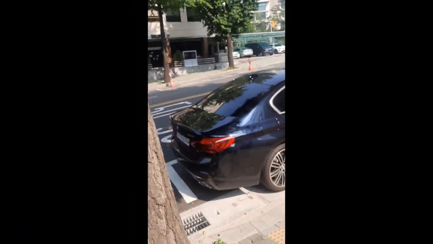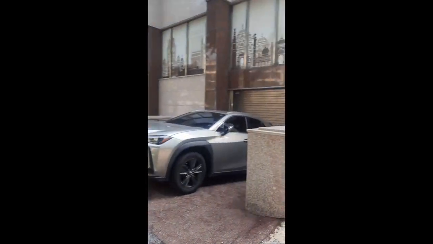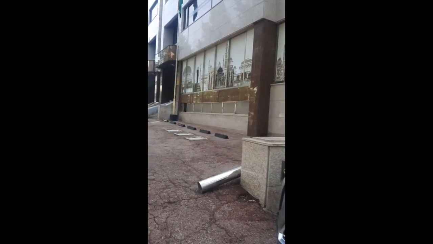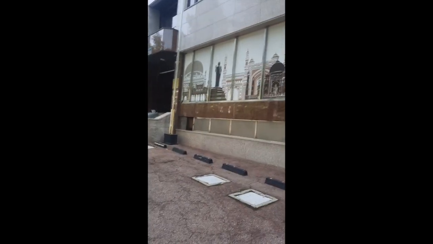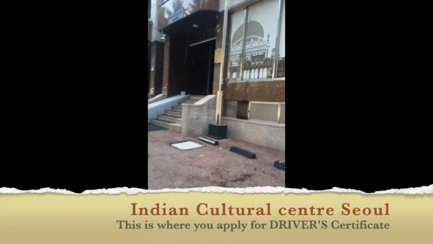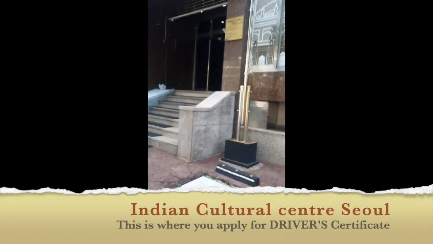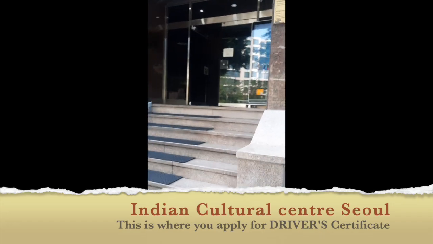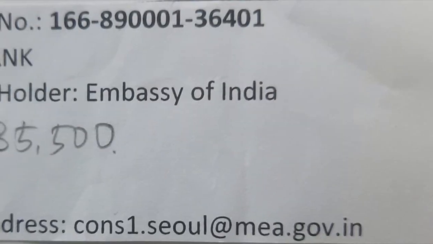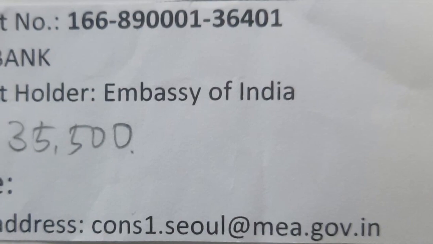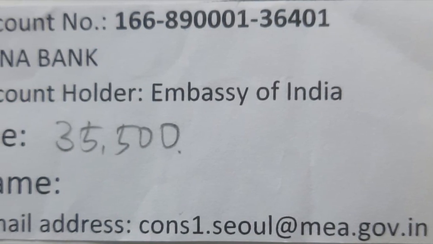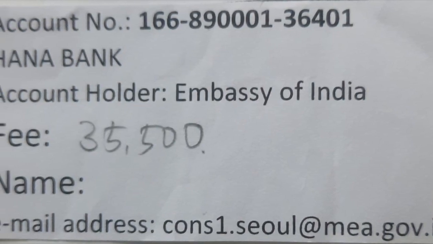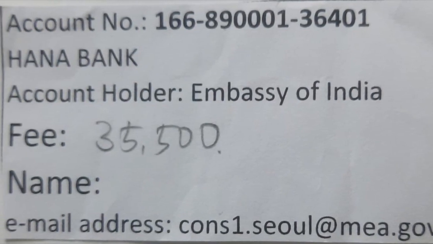Here is the office, the embassy, at around 9:30, and they asked me to wait here. I don't know whether they moved the office or it's a cultural center. Okay, so I'll be waiting here for some time until they call me. I had to transfer an amount of 35,500 to this account, Hana Bank, and then take a screenshot and send it to the email address. Then they confirm it, and then they issue my driver's certificate.